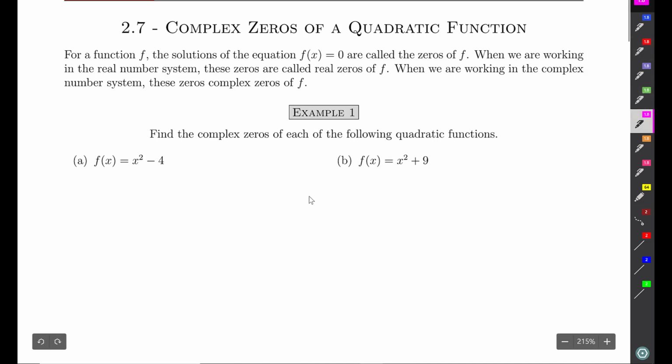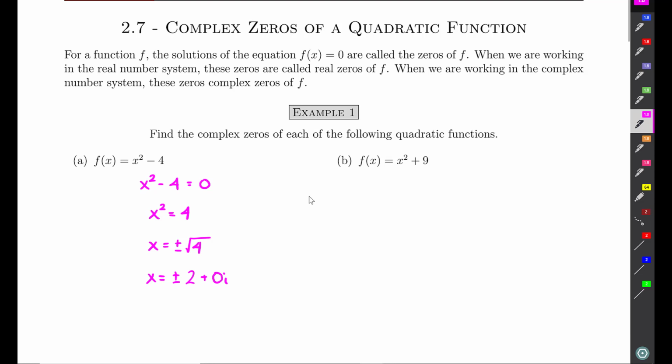With part A, we have this quadratic x squared minus 4. If we're looking for the zeros, then we must set the quadratic equal to 0. This one looks to be easily solved using the square root method, so we'll add 4 to both sides, and then take the square root of both sides. The square root of 4 ends up being 2. So we get x is equal to plus or minus 2. If I wanted to express this as a complex number, it would be plus or minus 2 plus 0i. So positive 2 and negative 2 are the solutions.